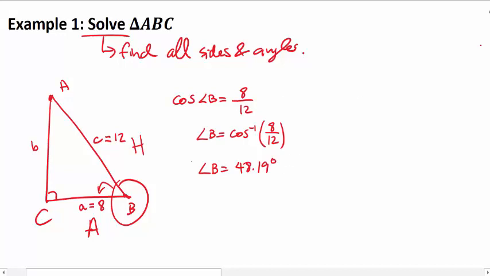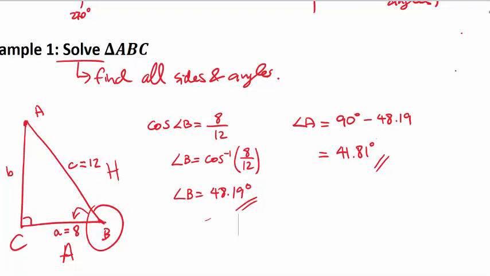Now for angle A, am I going to do all that work? No, I don't need to do all that work because I already have 2 angles. I just need to find the third one. And in this case, it's a right triangle, so angle A is equal to 90 degrees minus 48.19. And that gives you an answer of 41.81 degrees.